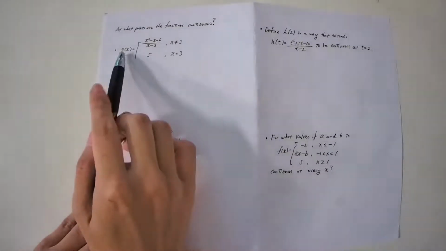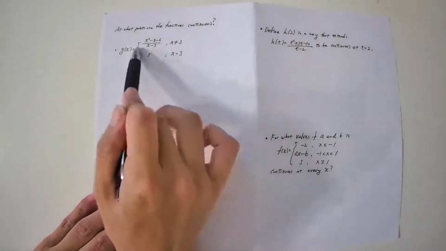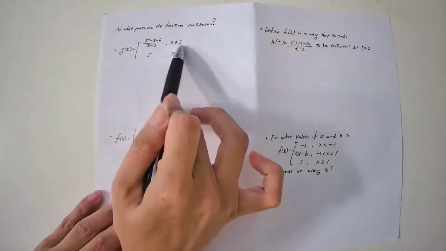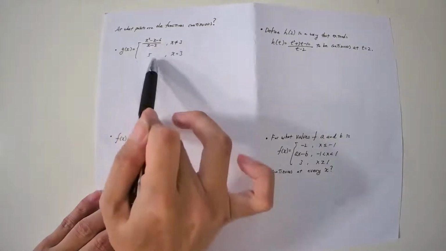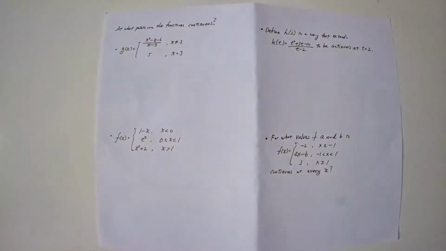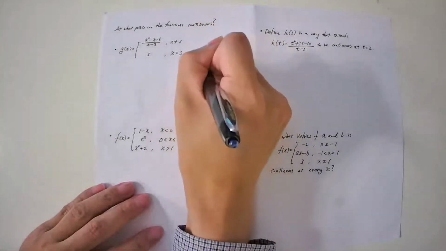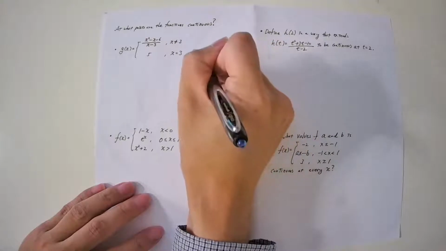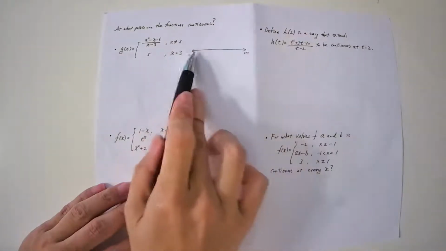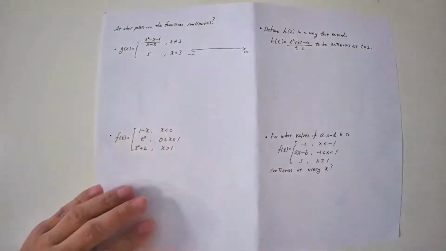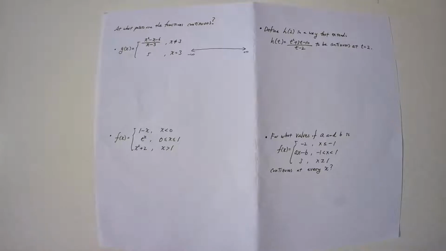You have a given g of x, which is a piecewise defined function. For any x not equal to 3, it is given by this expression, and when x is 3, it's defined as 5. So this is a well-defined function on the interval from negative infinity to positive infinity. At what points is this function continuous, and at what points is it not continuous?